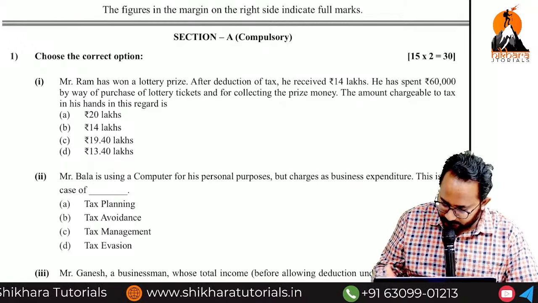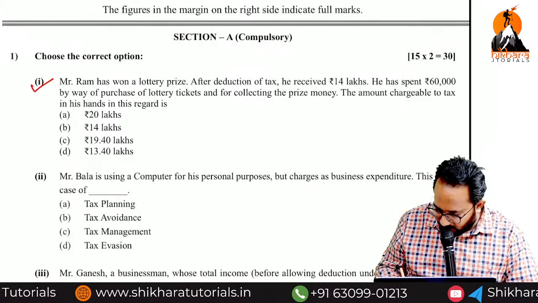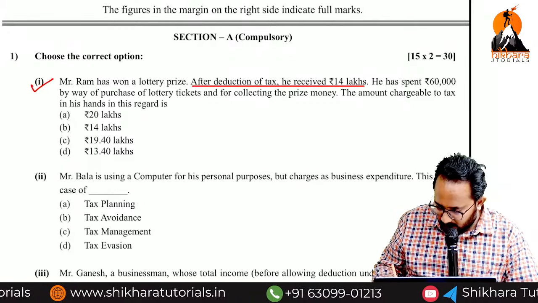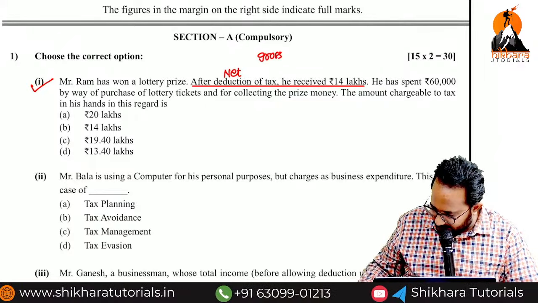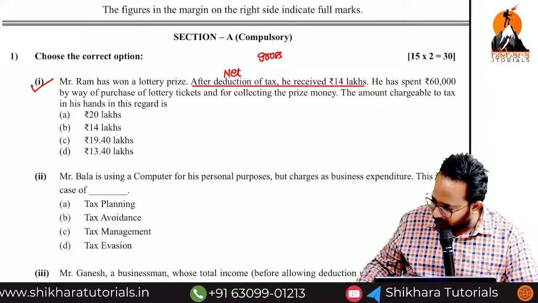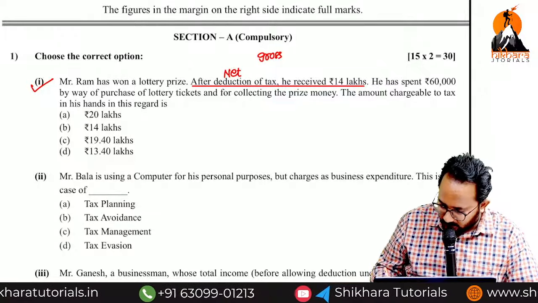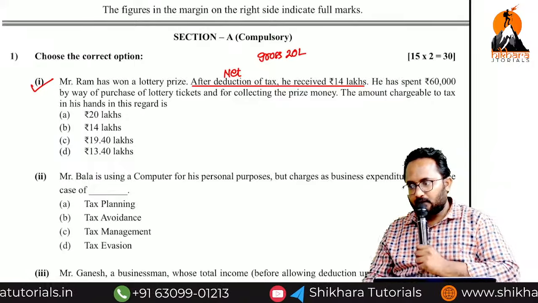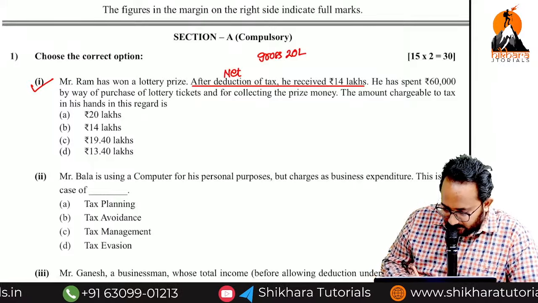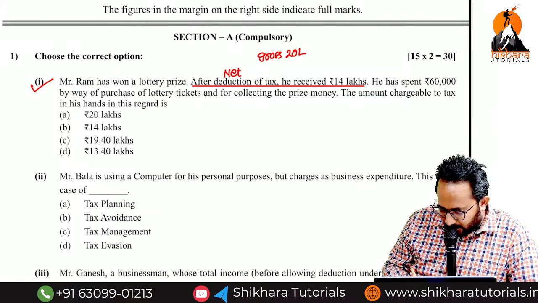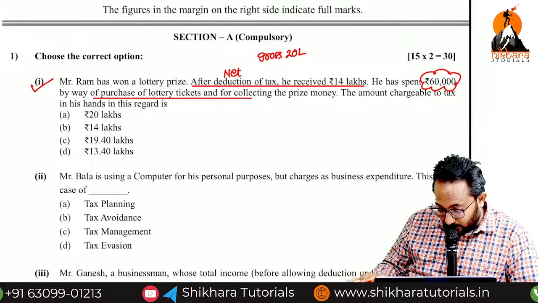Yes, first one. Ram won a lottery, after TDS 14 lakh. So this is a net amount. Please tell me the gross amount. That is nothing but 14 into 100 divided by 70, which is 20 lakh. Now he has spent 60,000 for purchase of lottery tickets. Can I take this amount as a deduction? No. The entire amount is flat taxable.